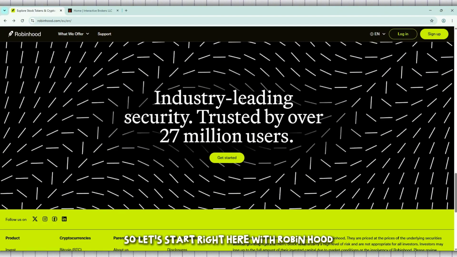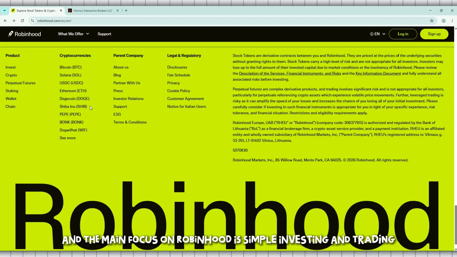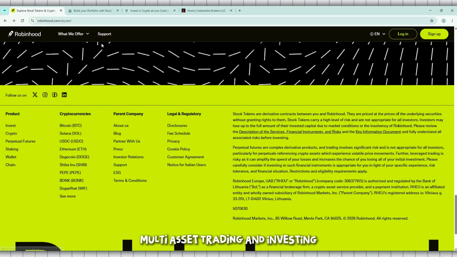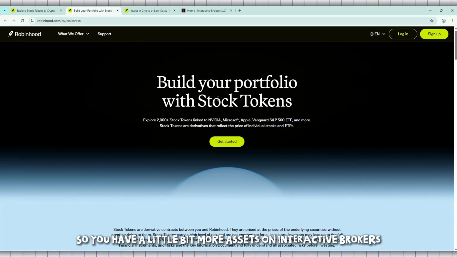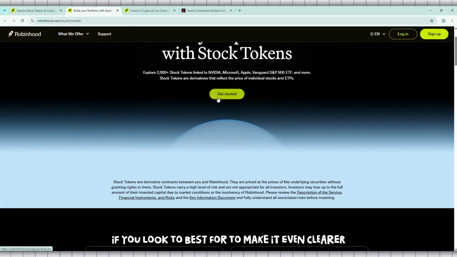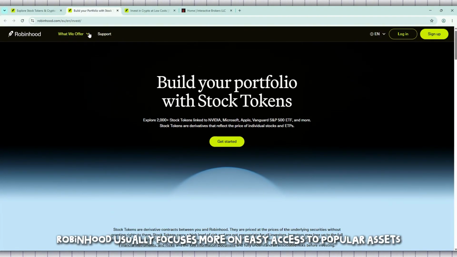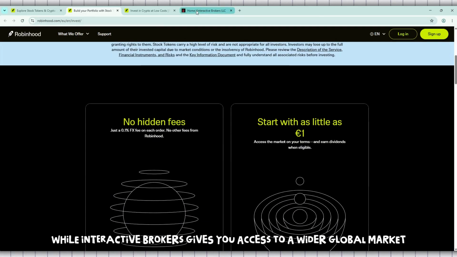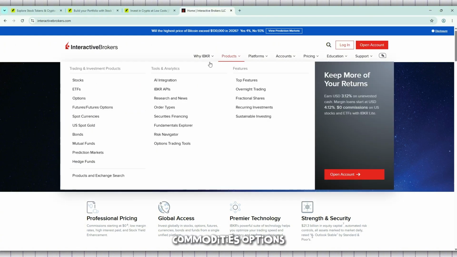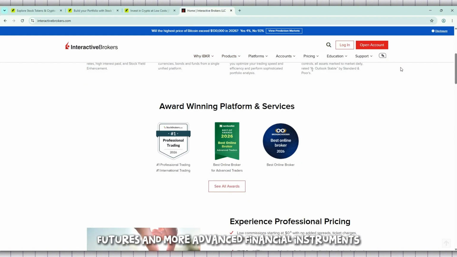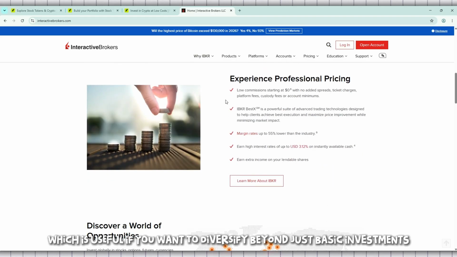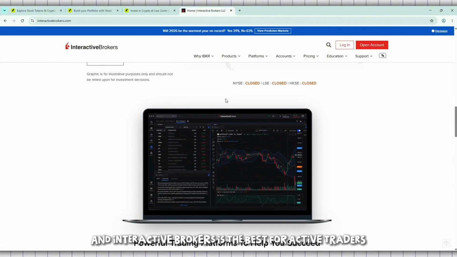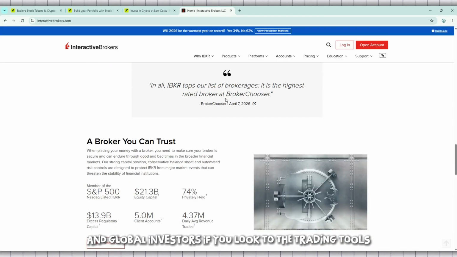So let's start right here with Robinhood. The main focus on Robinhood is simple investing and trading. The main focus on Interactive Brokers is professional multi-asset trading and investing. So you have a little bit more assets on Interactive Brokers if you look to best for. To make it even clearer, Robinhood usually focuses more on easy access to popular assets like stocks and ETFs, while Interactive Brokers gives you access to a wider global market including international stocks, commodities, options, futures, and more advanced financial instruments, which is useful if you want to diversify beyond just basic investments. Robinhood is the best for beginner investors, and Interactive Brokers is the best for active traders and global investors.